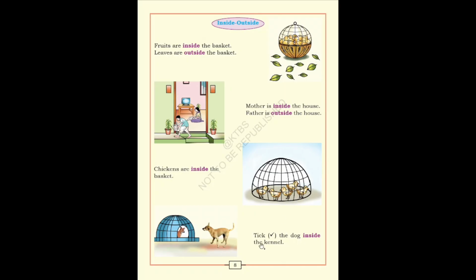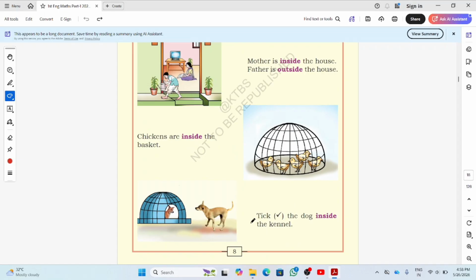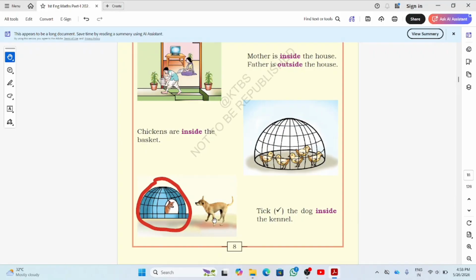Okay. Next, the exercise for you. Tick the dog inside the kennel. So this dog is outside, and here another dog is there, that is inside the kennel, isn't it? So you can see, tick the dog inside the kennel is this one, because the dog is inside the kennel. This dog is outside the kennel. Okay, understood now? Yeah.